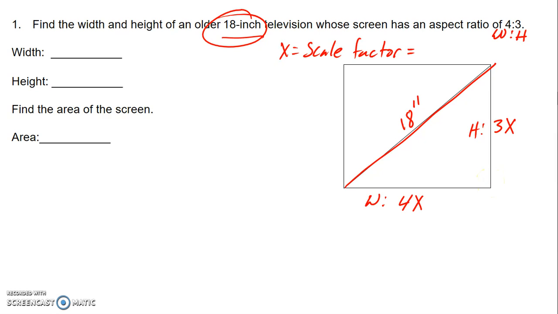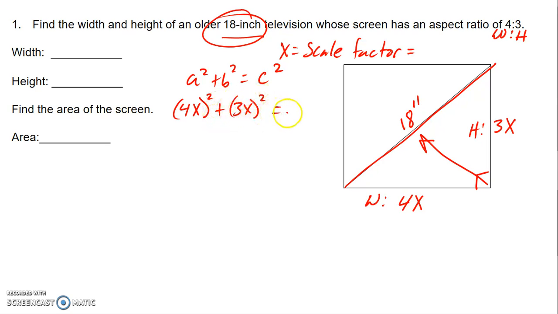To solve for x, since this is a right triangle, and that's my hypotenuse, I can use the Pythagorean theorem. Pythagorean theorem was a squared plus b squared is equal to c squared. A and b, when I plug those in, doesn't really matter which one's which. C, however, has to be the hypotenuse, which is the 18. It's directly across from the 90-degree angle. So when I plug this in, I'm going to say I got 4x, and that whole side is being squared. So we're squaring it. We're putting that inside parentheses. Squared plus 3x, and the whole thing is being squared again, is equal to 18 squared.